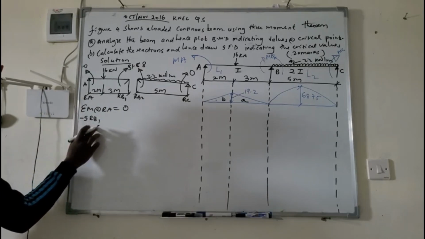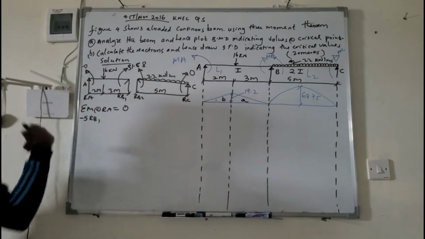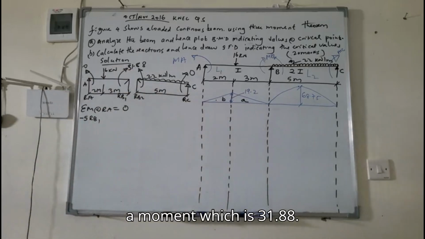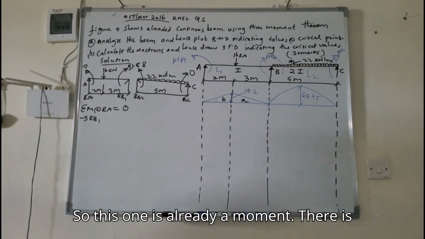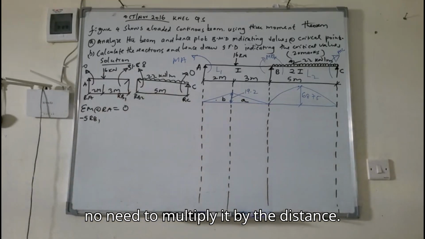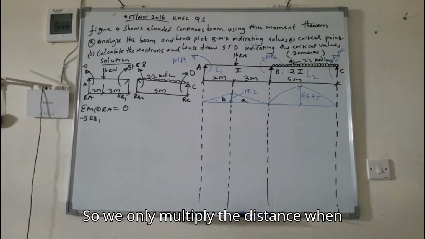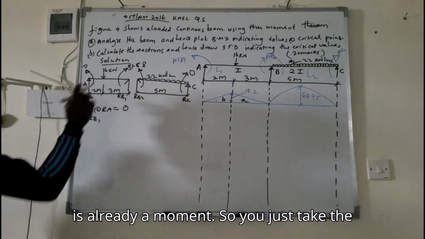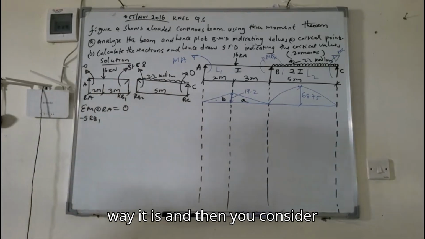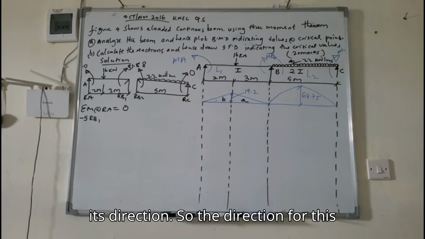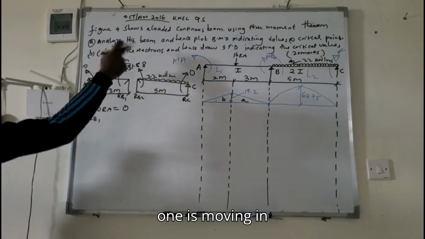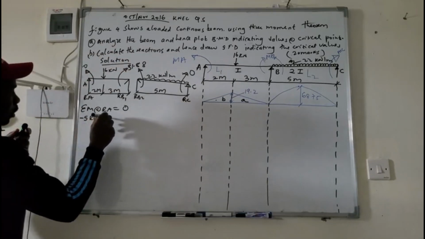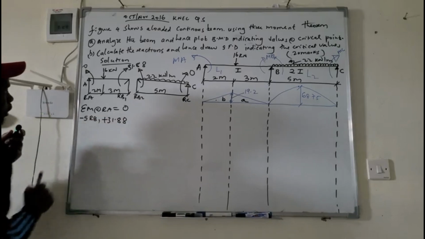So minus RB1. It is moving in anti-clockwise direction. And then we come to a moment which is 31.88. So this one is already a moment. There is no need to multiply it by the distance. So we only multiply the distance when we are dealing with forces. So this one is already a moment. So you just take it the way it is, and then you consider its direction. The direction for this one is moving in clockwise direction. So it will be plus that 31.88.